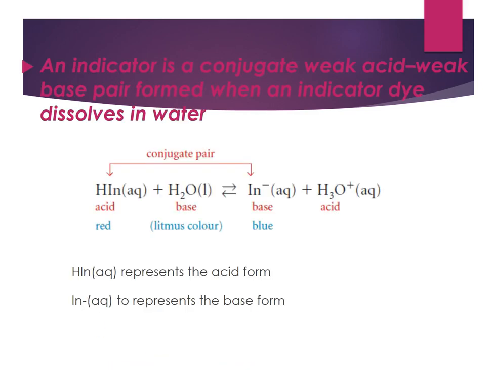This equilibrium equation and Le Chatelier's principle can be used to explain how indicators work. HIn is used to represent the acid form of the indicator, and In- is used to represent the basic form. What do you expect would happen if additional hydronium ions were added to this equation?